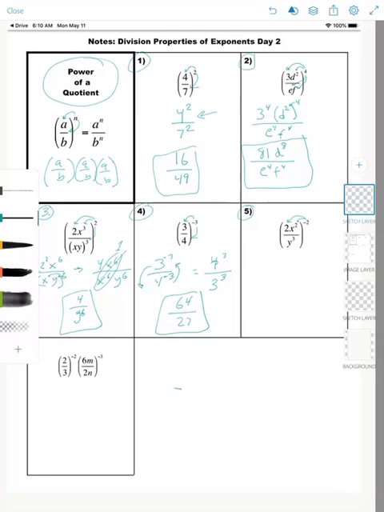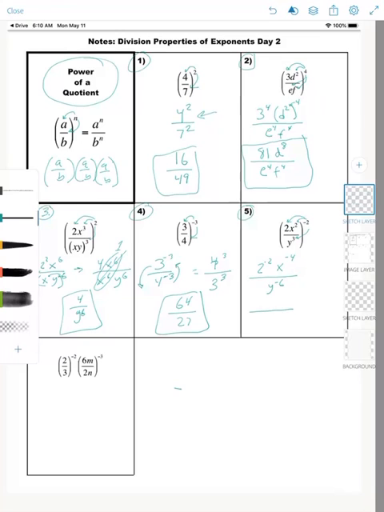Number 5. The exponent gets handed to the 2, to the x squared, and to the y cubed. So we have 2 to the negative 2. x to the 2 times negative 2 is negative 4. y to the 3 times negative 2 is negative 6.